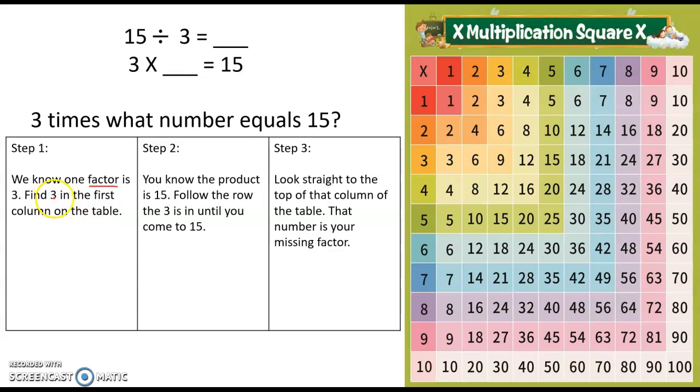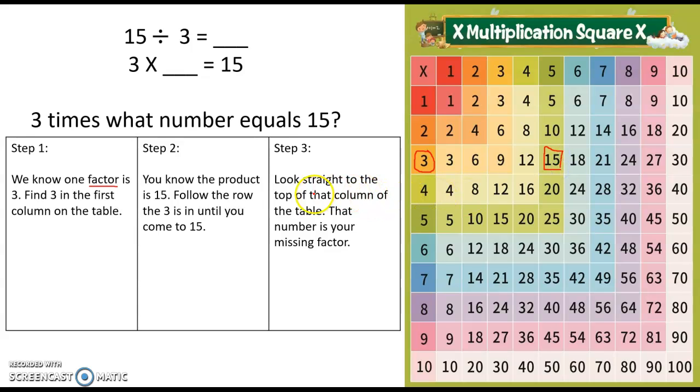So the first thing we need to do is find 3 in the first column of the table. So coming over here, we know we're going to do 3 times something. You know the product is 15, so we need to follow that row the 3 is in until we get to 15. So here's the 3, here's 15. So here's our product or our answer.